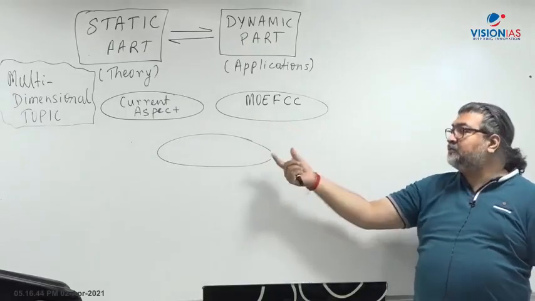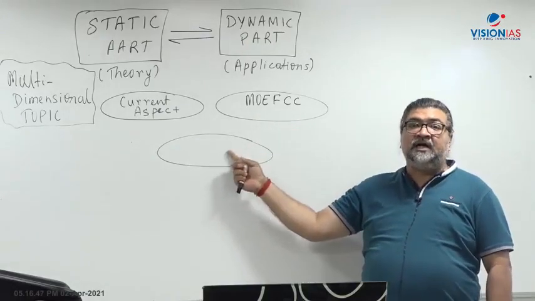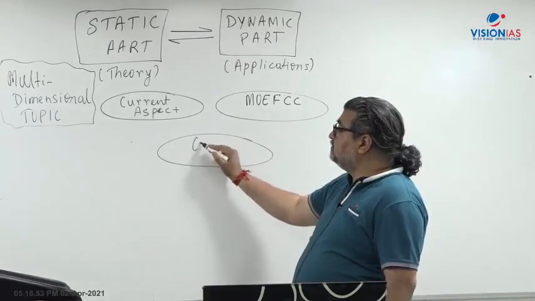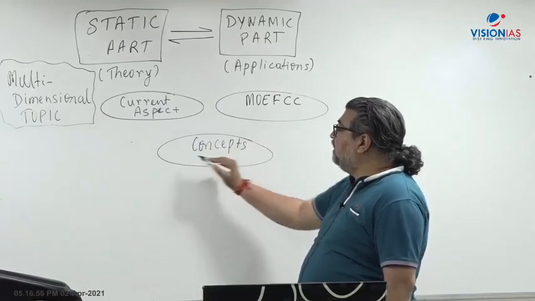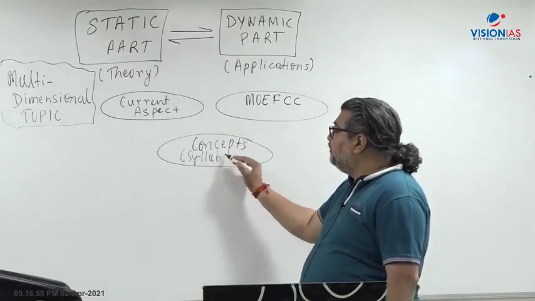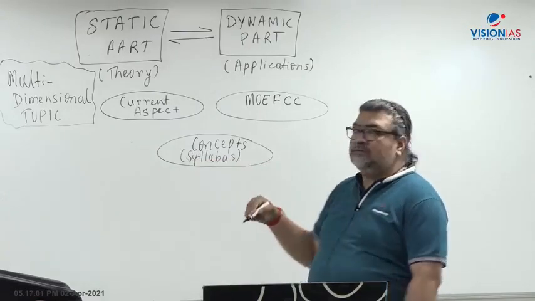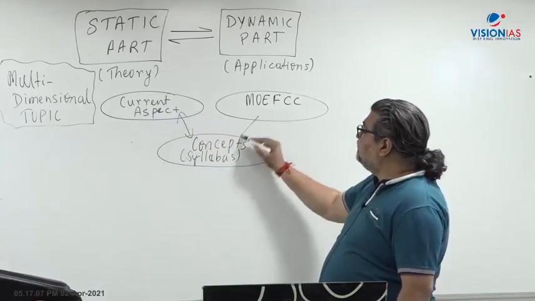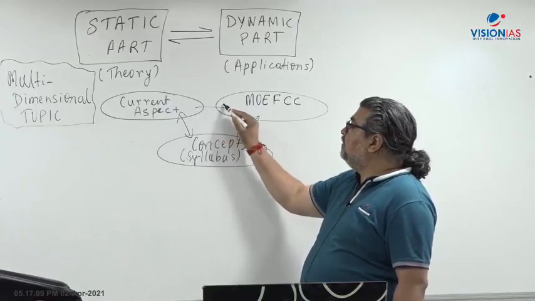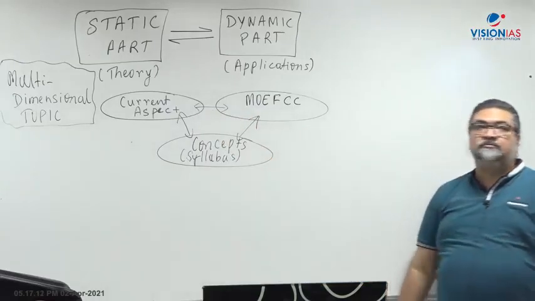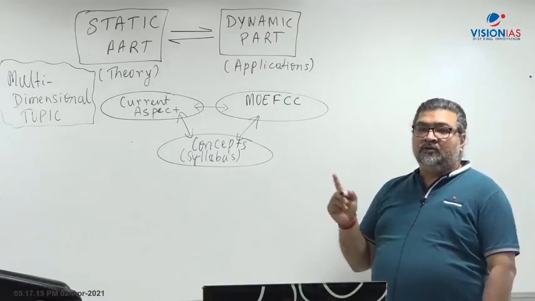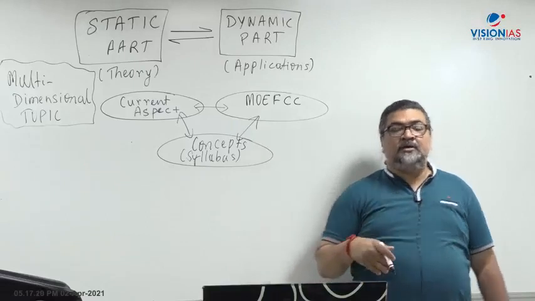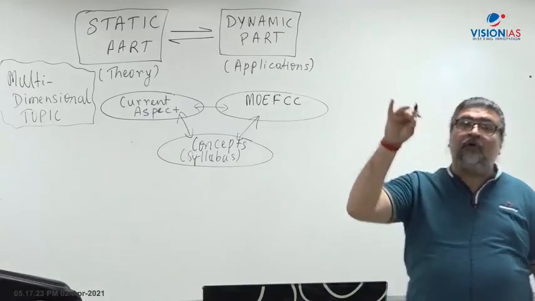At the same time, the third aspect which I am writing here is that you have to know the syllabus. You have to connect the concepts. All those concepts and theory parts which are a part of the syllabus, biodiversity, climate change, pollution, right, all these areas. You have to connect the current aspect with this part. You have to connect with the government programs and all. And the government programs will be connected with the syllabus. These are all interconnected. Questions will not be only standalone. There are certain questions which will be direct, right? Or there will be certain questions which will have different components.